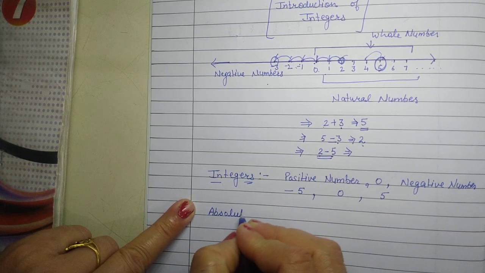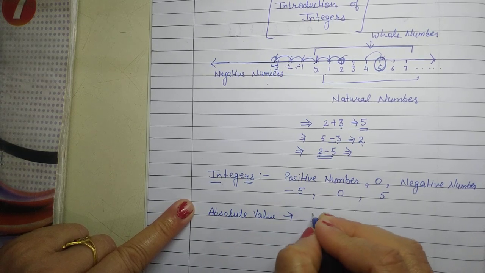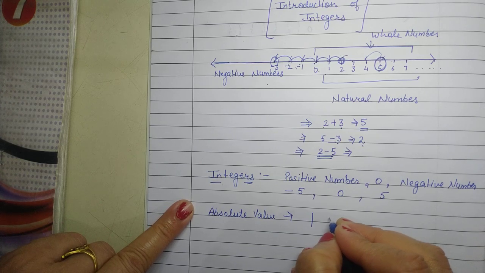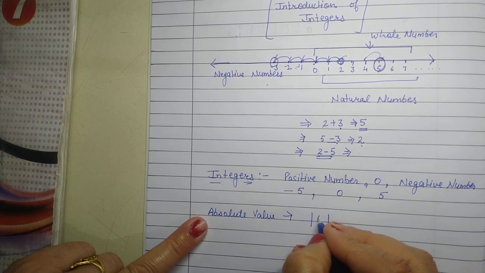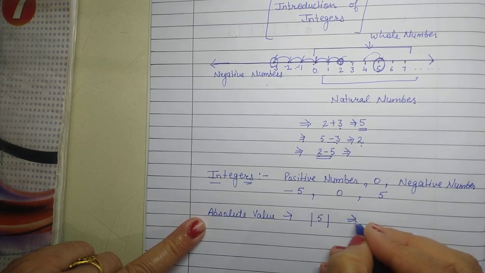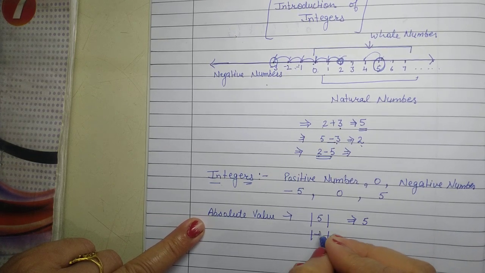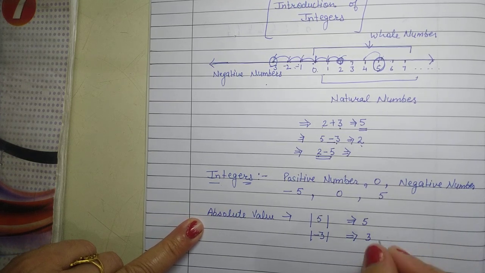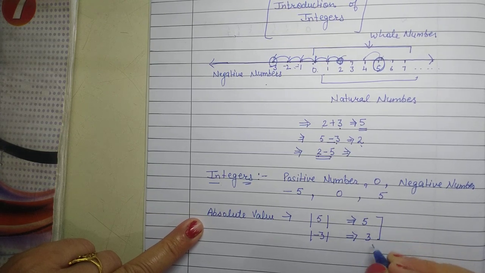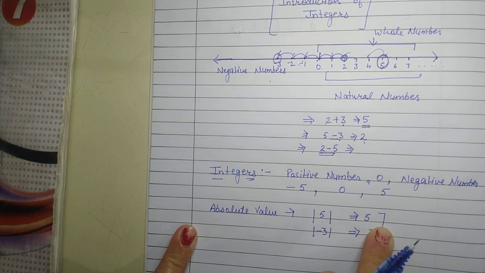So the absolute value is represented with the symbol of two vertical lines. If we have to find the absolute value of +5, that is 5 only. If we have to find the absolute value of -3, that is 3 only. Here both results are without sign. We can't say these are positive or negative. These are only the digits, that is 5 and 3. These are the absolute values of the numbers.